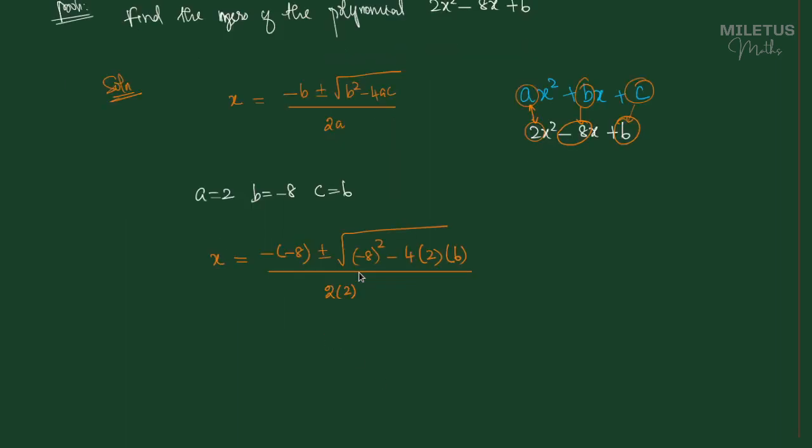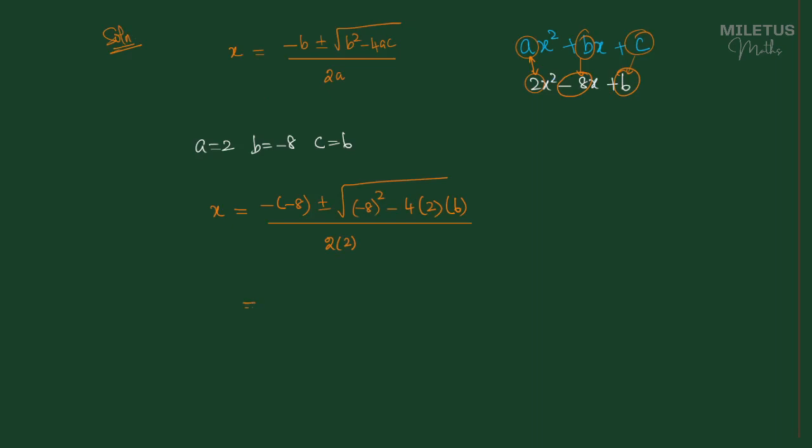Hopefully that makes sense. Now let's compute it. So this is simply equal to minus of minus 8, which is plus 8, plus or minus square root of... you know what is 8 square? Remember, minus 8 into minus 8, minus into minus is plus, and 8 8s are 64. So minus 8 whole square is 64.